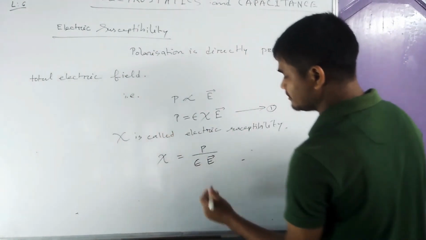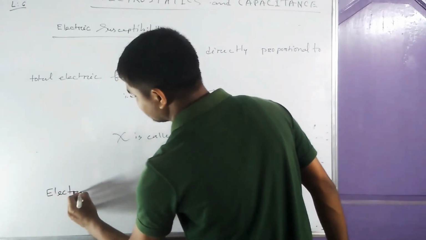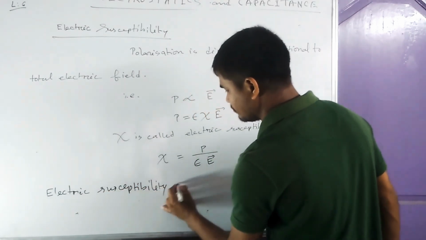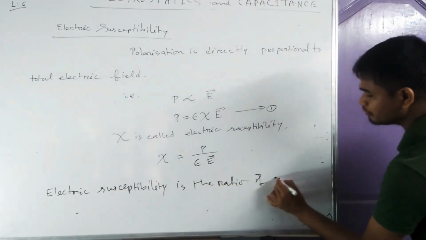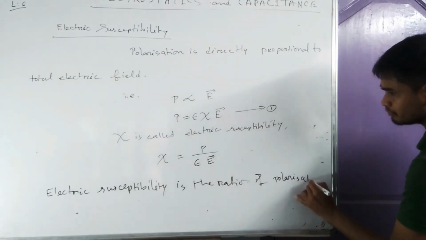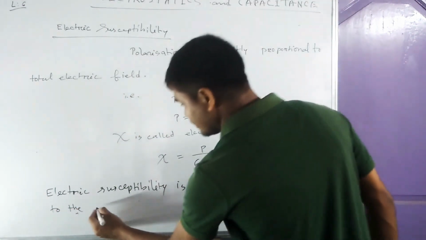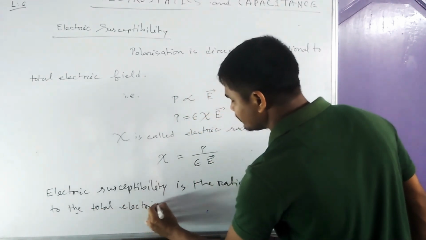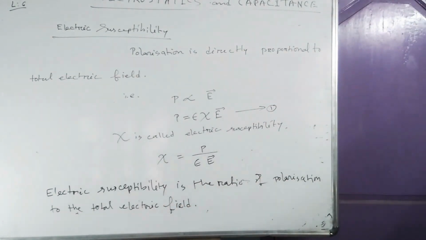What is electric susceptibility? Electric susceptibility is the ratio of polarization to the applied and total electric field. Susceptibility is the ratio of polarization to the total electric field.